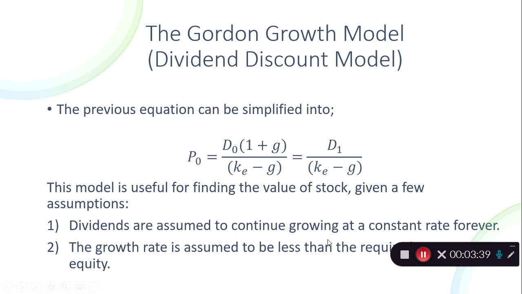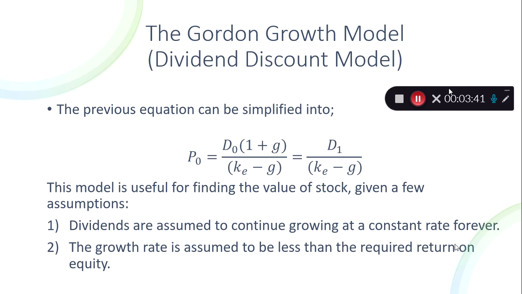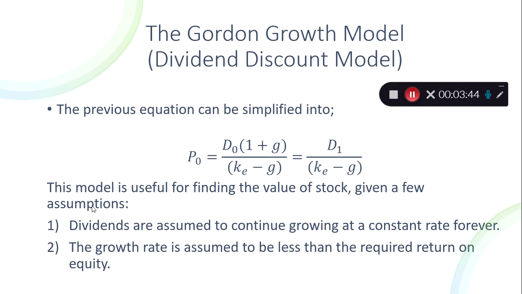This model is useful for finding the value of a stock given a few assumptions. The first assumption is that dividends are assumed to grow at a constant rate equal to g forever. I know in reality it's not going to grow at a constant rate, right? The growth rate is also assumed to be less than the required return on equity. So ke minus g has to be positive. Those are the two assumptions that make this equation work.